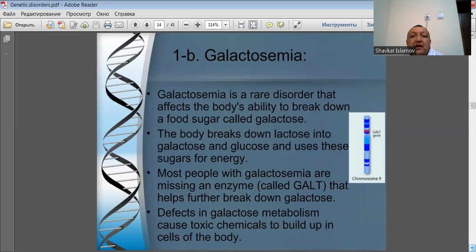1b. Galactosemia. Galactosemia is a rare disorder that affects the body's ability to break down a food sugar called galactose. The body breaks down lactose into galactose and glucose and uses these sugars for energy.